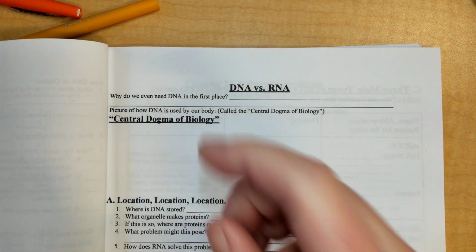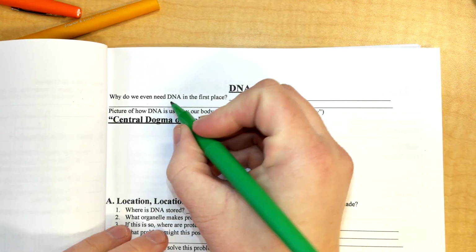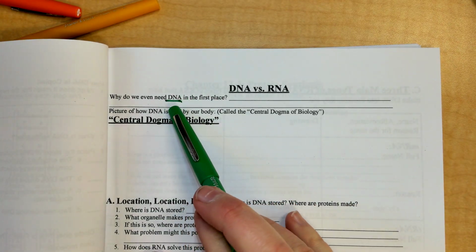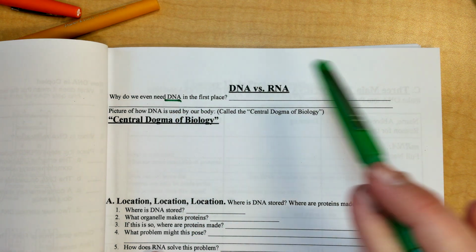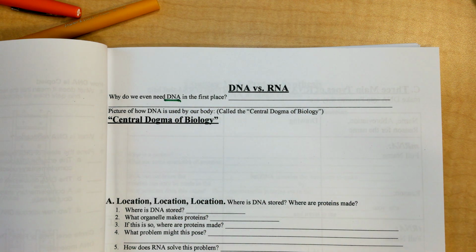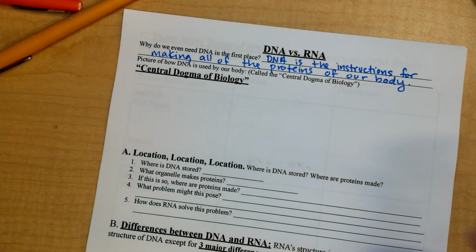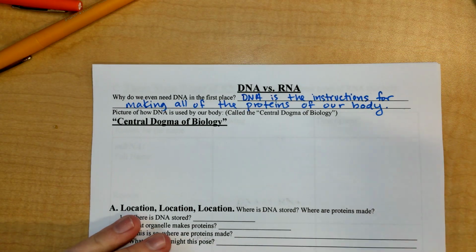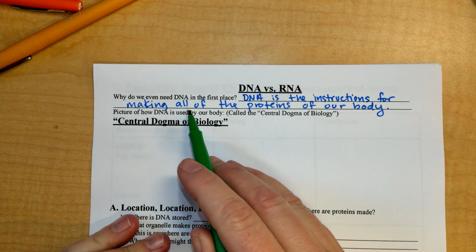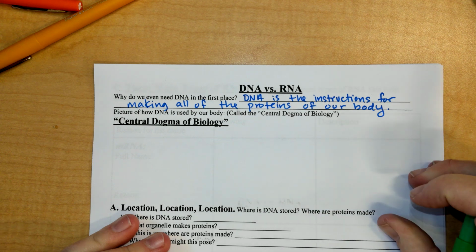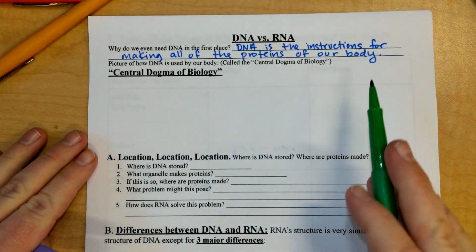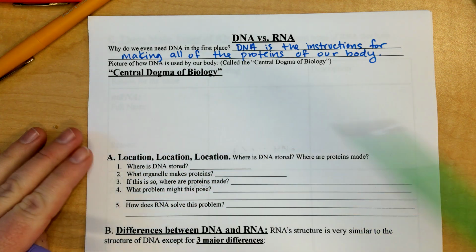First of all, let's review why we even need DNA in the first place. Why DNA? You may recall that DNA is the blueprints for our body, but proteins actually make up our body. So the DNA is the instructions for all of the proteins. DNA is the instructions for making all of the proteins of our body. Scientists like to refer to what DNA does as the central dogma of biology.